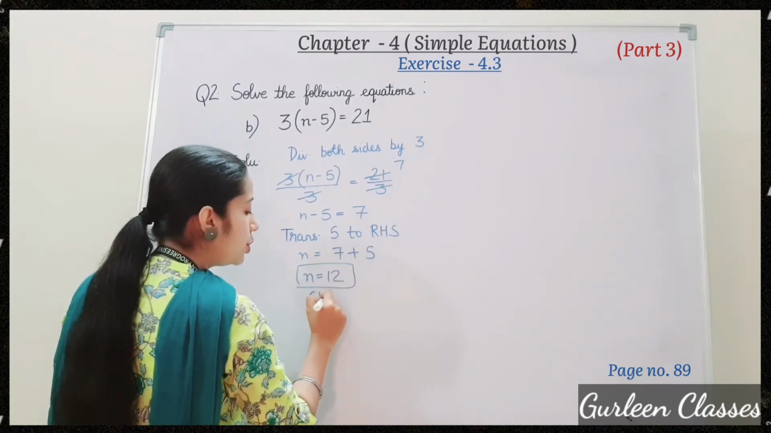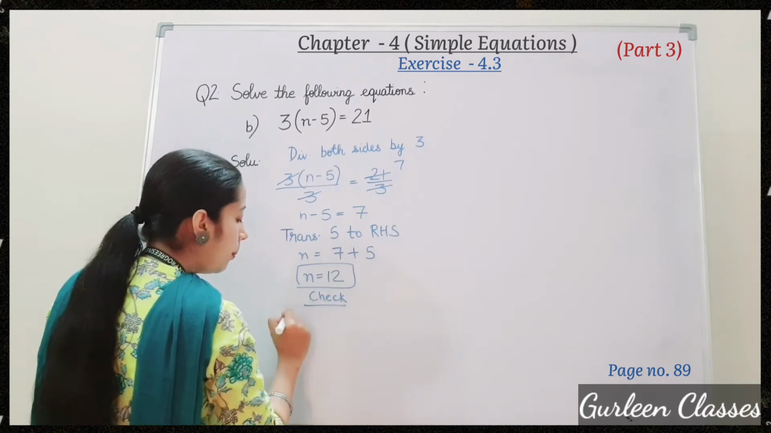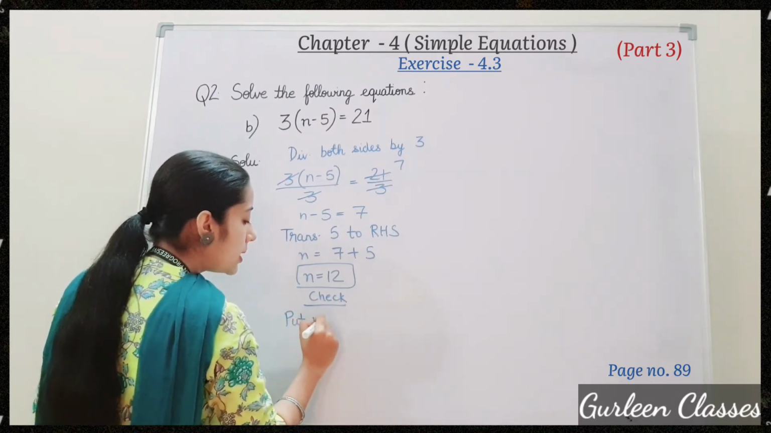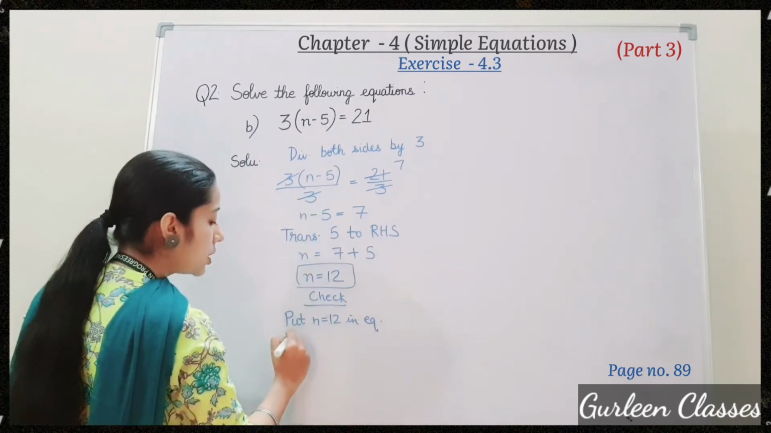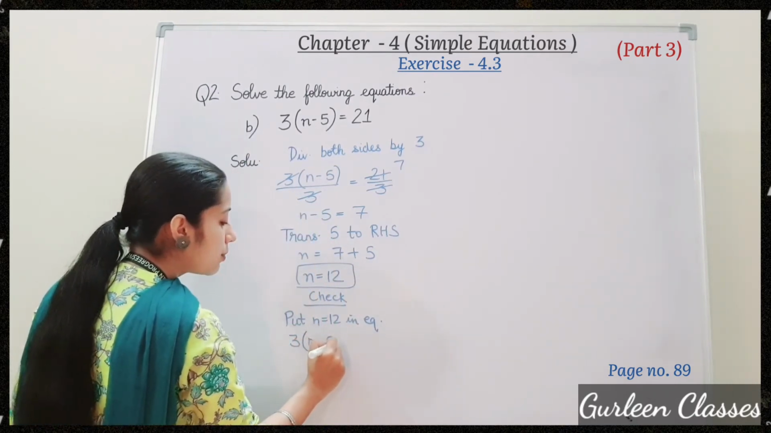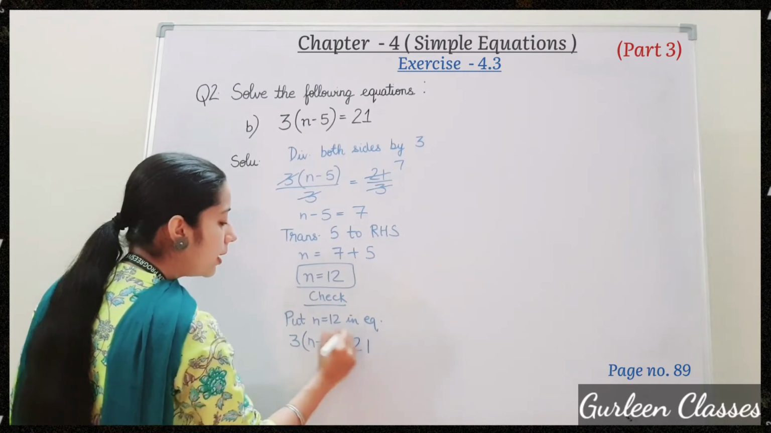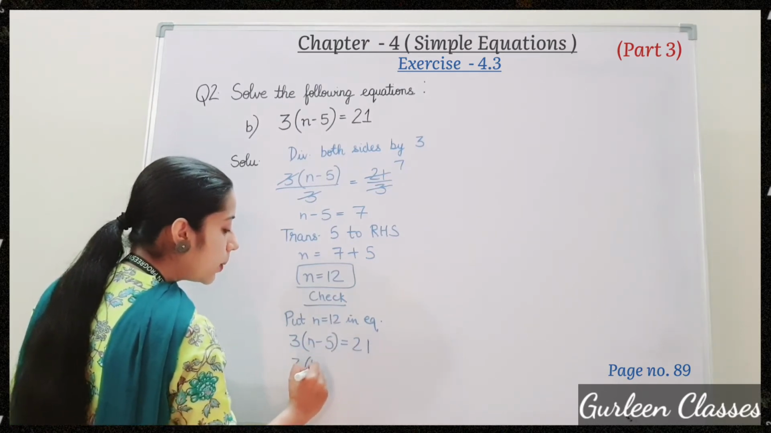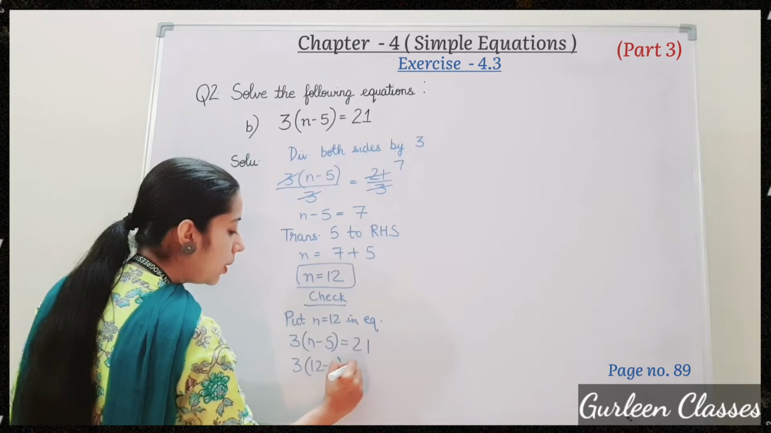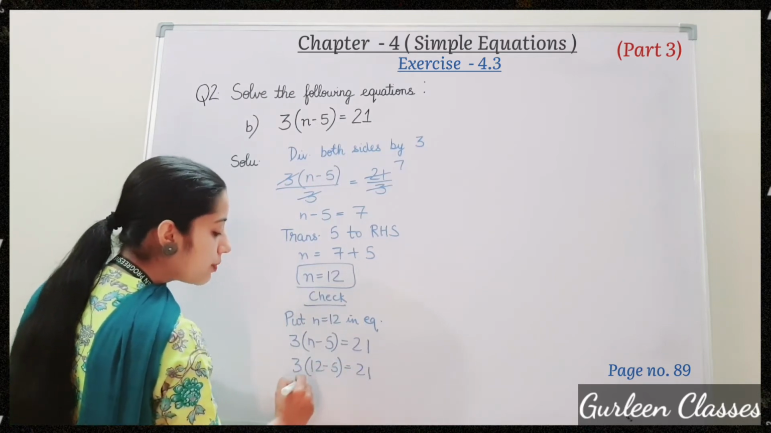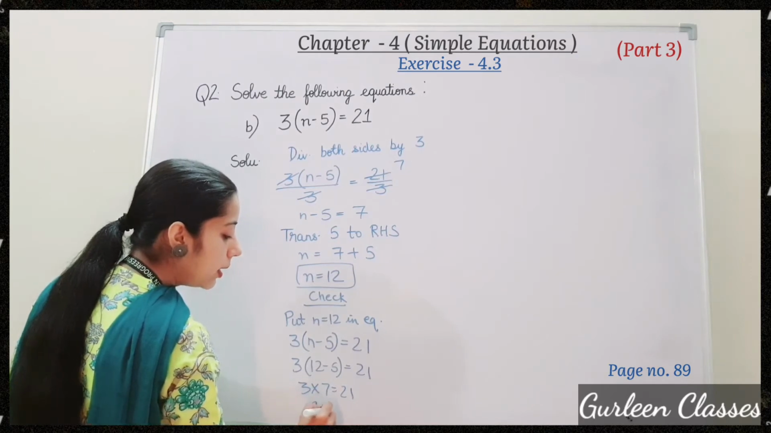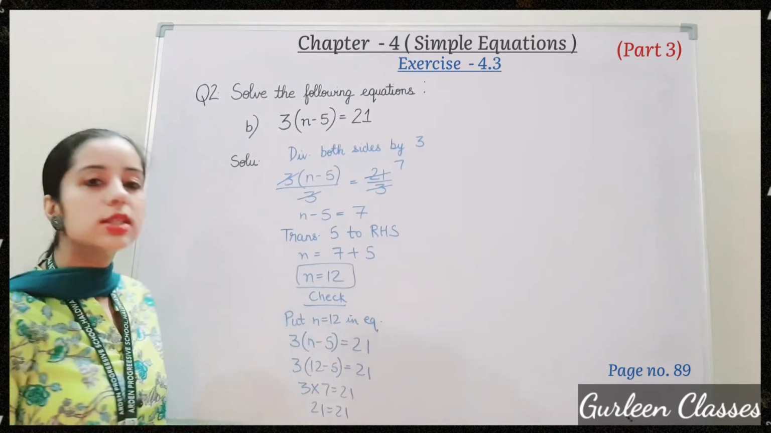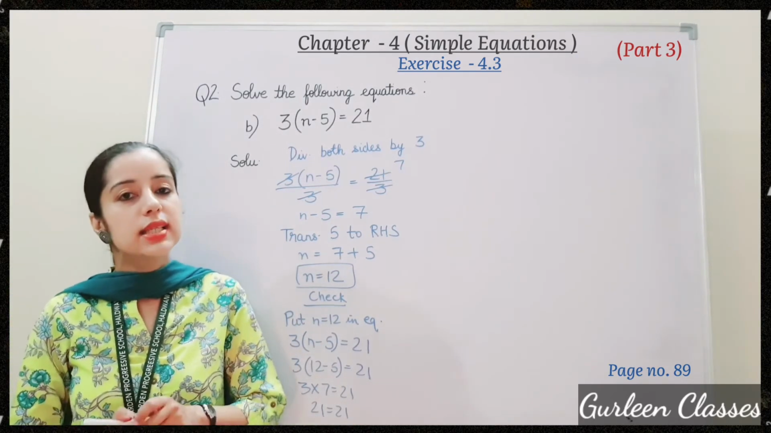So now we have to check. Put n is equal to 12 in the equation. What is the equation? 3n minus 5 is equal to 21. Value of n is 12. 3 into (12 minus 5) is equal to 21. 12 minus 5 is 7, 3 into 7 is equal to 21. 21 is equal to 21. So both the sides LHS and RHS are equal.